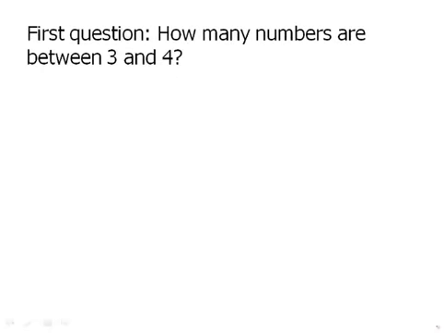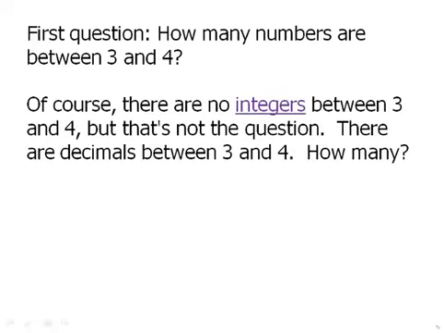So the first question, how many numbers are between 3 and 4? Think about this for a minute. On the number line, how many numbers are between 3 and 4? Of course, there are no integers between 3 and 4, but that's not the question. I'm not asking about integers. I'm asking about numbers in general. There are decimals between 3 and 4. How many of them? Well, of course, the answer is infinity. There's an infinite number of decimals between any two integers. So that's mind-blowing fact number one.